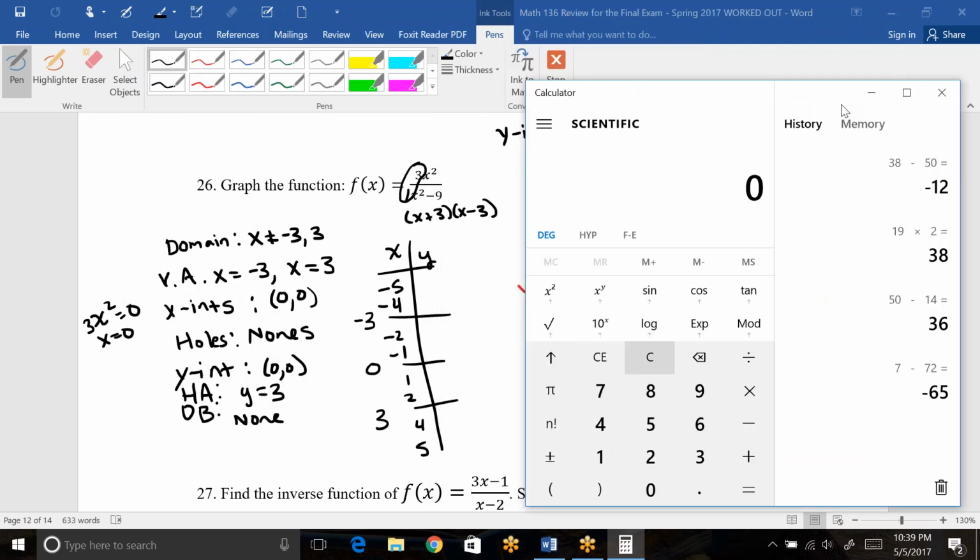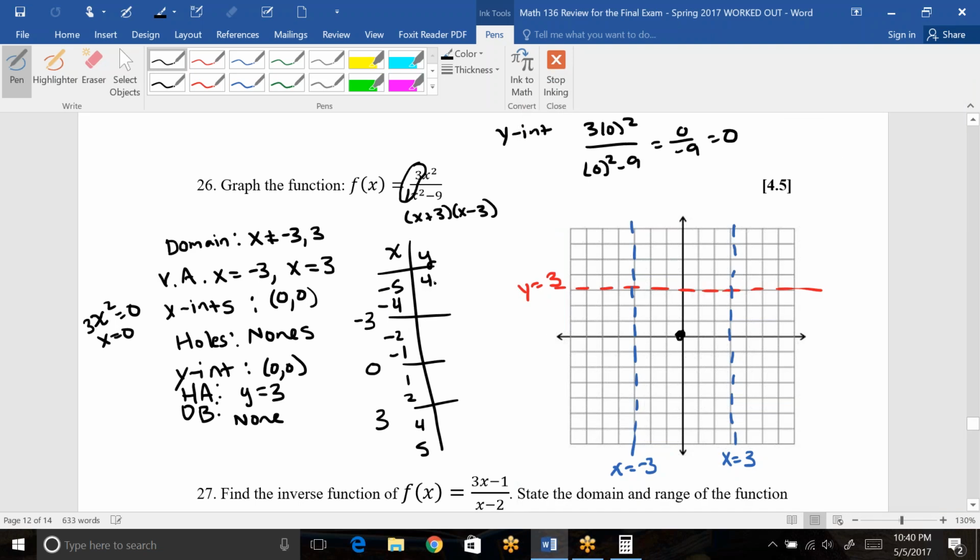To save time, I'm going to plug them in using my calculator. So 3 times -5 squared would be 3 times 25, divided by, that would be 5 squared minus 9. So 25 minus 9. So this would be 4.7.